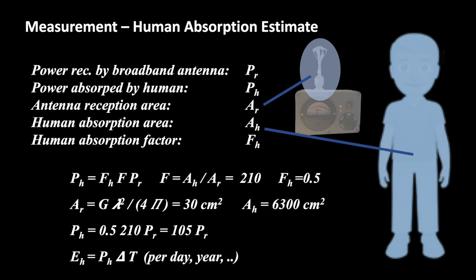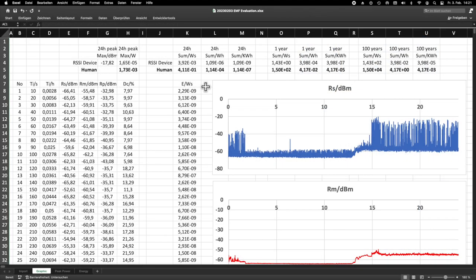One can assume that my body is not a particularly good antenna for radio waves. I suppose I only absorb 50% of the waves. With these considerations, I can calculate how much energy my body absorbs. I get a factor of 105 related to the measuring device. We come back to the peak power we received. With a factor of 105, which we determined, we can now also estimate the peak power that I myself absorb. It is about 1.73 milliwatts.